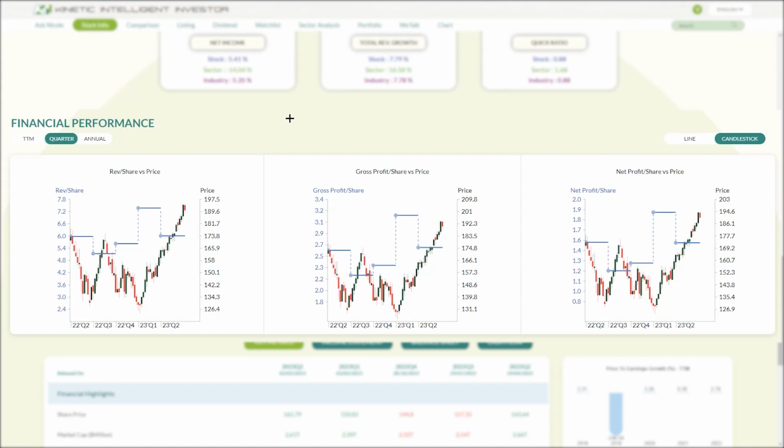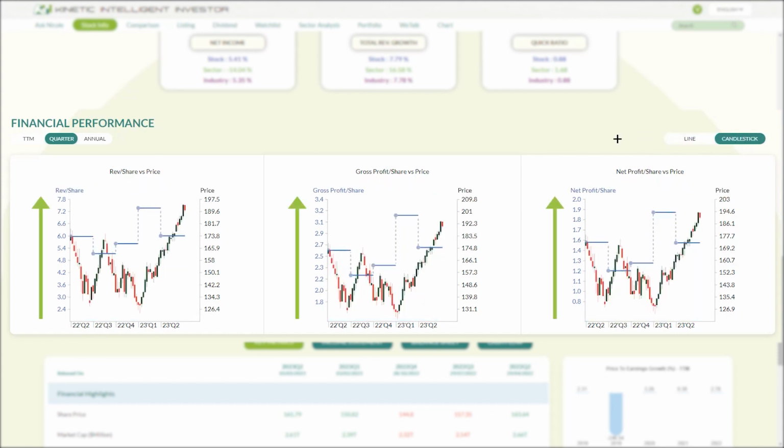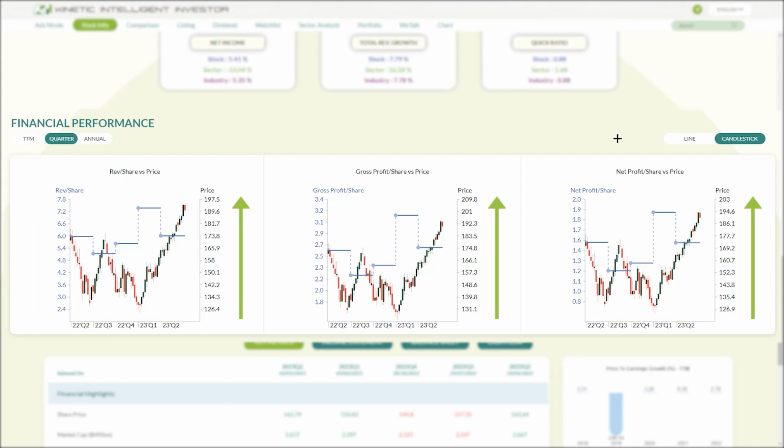If you prefer to use the line chart to display the share price, just go to the top right corner and click on the line button, and candlestick if you prefer to make use of such a chart. So the left axis shows the financial figure or performance of the stock, the right axis shows the share price, and the horizontal axis shows the time period.